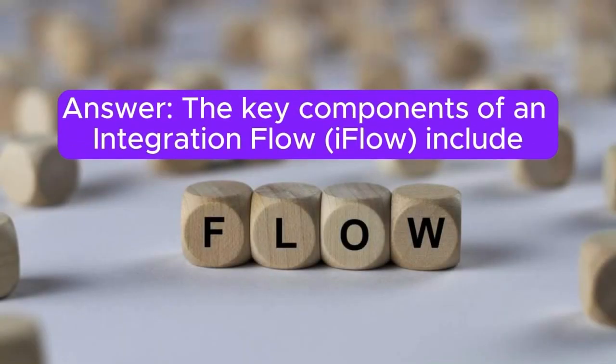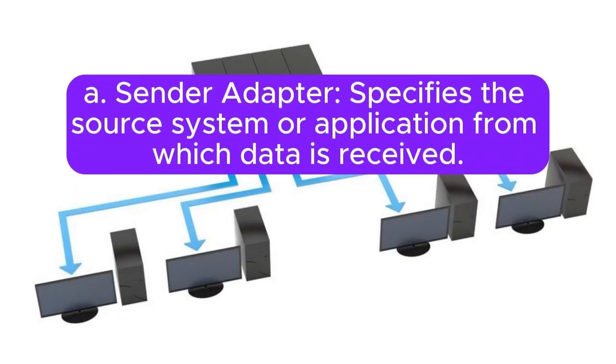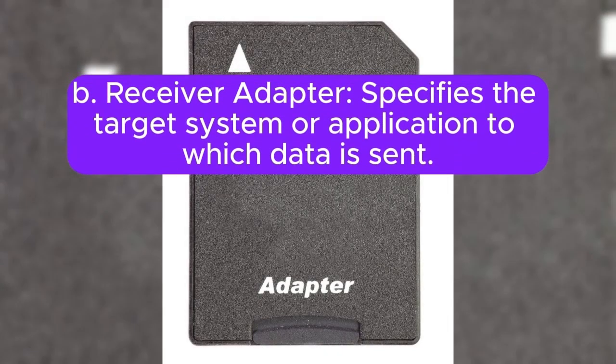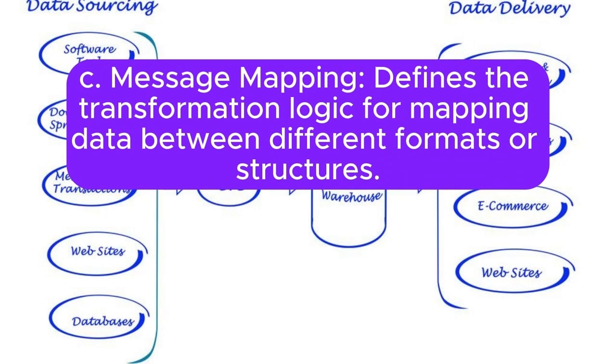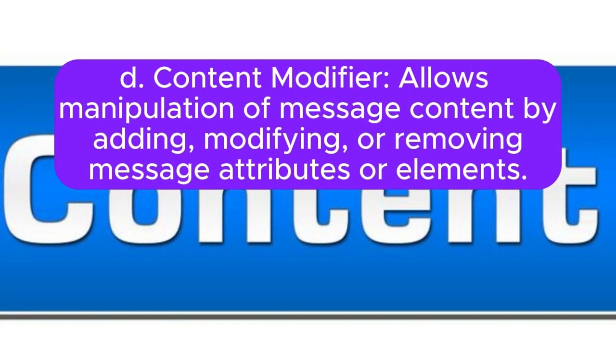2. What are the key components of an integration flow iFlow? Answer. The key components of an integration flow iFlow include: A. Sender adapter, specifies the source system or application from which data is received. B. Receiver adapter, specifies the target system or application to which data is sent. C. Message mapping, defines the transformation logic for mapping data between different formats or structures. D. Content modifier, allows manipulation of message content by adding, modifying, or removing message attributes or elements.